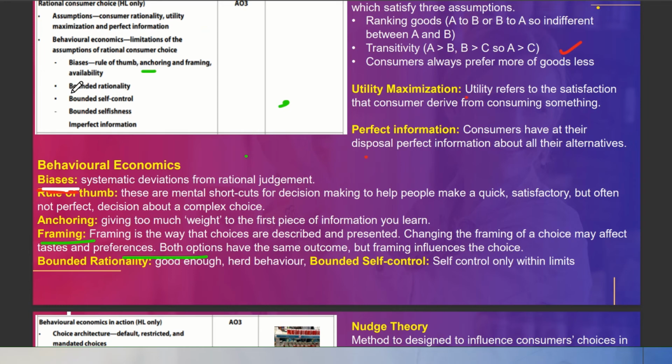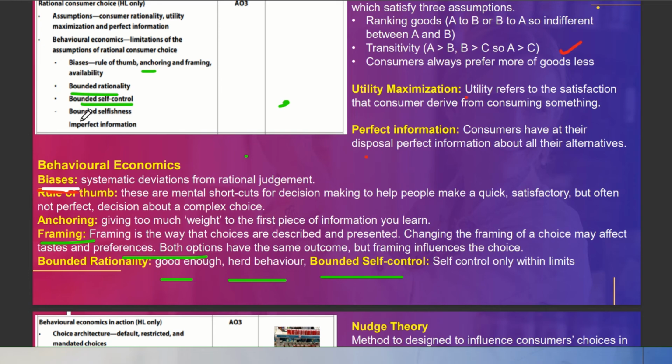And the next one is bounded rationality. Bounded rationality means good enough and herd behavior. If everybody chooses that, they will also go and choose that one. That is what is called herd behavior, and they believe this is good enough. For example, if everybody is buying an iPhone, most other people also follow and buy the same product. This is what is called bounded rationality. And then bounded self-control: their self-control is only within limits, and they are not behaving in a controlled way.